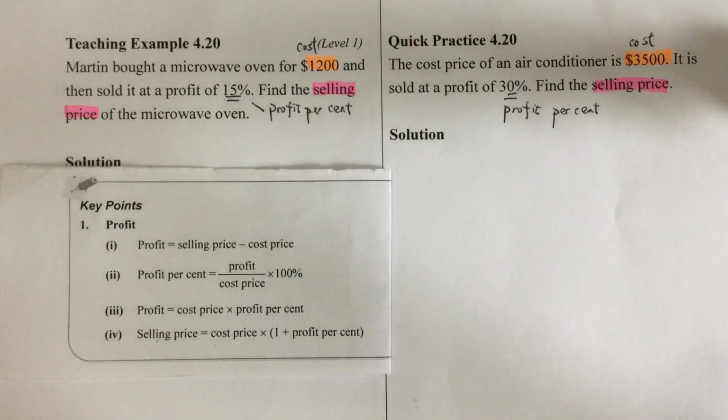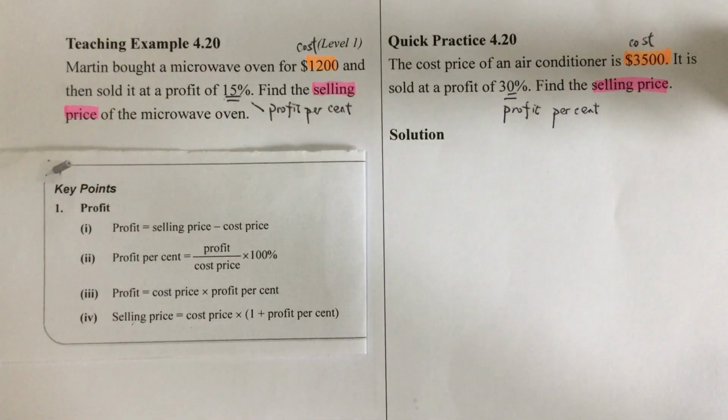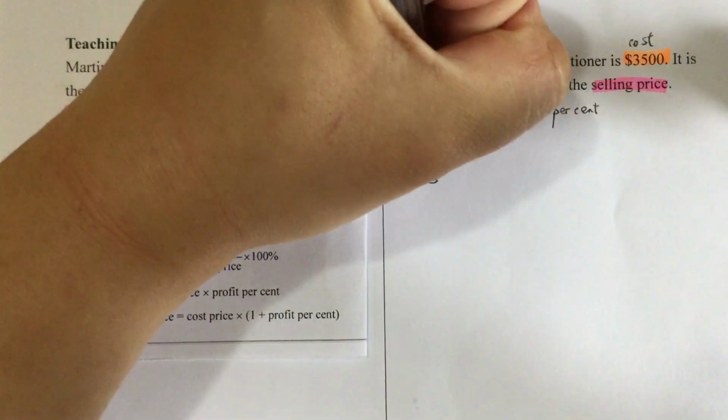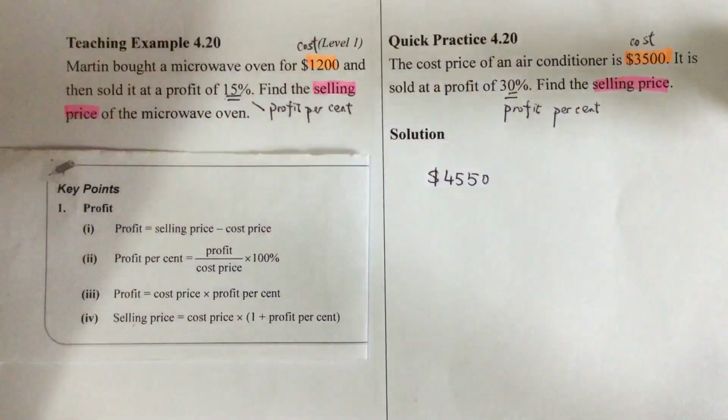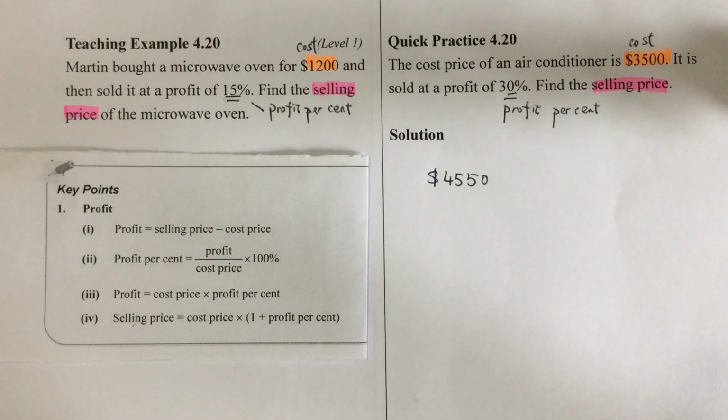Okay, now I'll give you another 15 seconds to answer these questions. Okay, I will tell you the answer now. If you cannot finish, just pause the video now. Okay, the answer for the selling price is $4,550. So make sure that you learn something from this example and the quick practice.